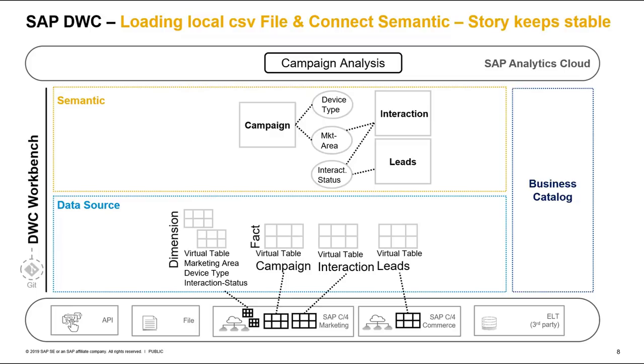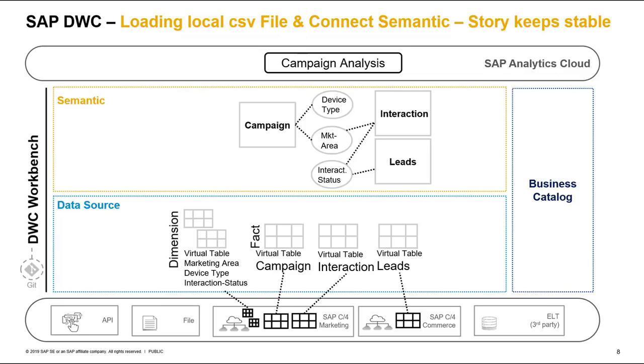In step 2 of building the digital marketing model, Jane identifies that additional information is required to be loaded to the system, which is not available in any of the connected systems so far. So it's required to add some local CSV file data to the model. In addition to that, we need to create the semantics to connect to the data sources and also enhance the already existing semantic model to keep the story stable without any impact from the modifications.